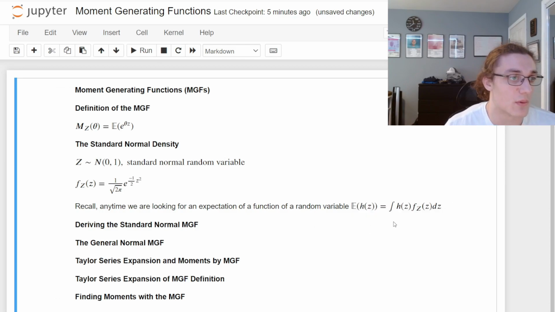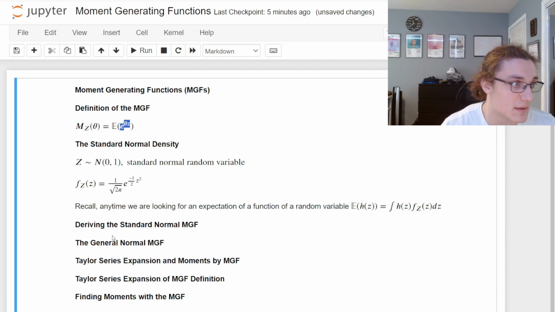So this is pretty straightforward, probability and statistics 101 here. Anytime we were looking for an expectation, so if we're looking for the expectation of Z, we would have h of Z is just Z, and it would be Z times the density function here, and that would give us the expectation. Of course, if we have a standard normal probability density function, then the expectation is just going to be 0, right? The expectation of Z. But here we have a function of Z, h of Z. And the moment generating function is essentially that h of Z here, right? We have e to the theta Z.